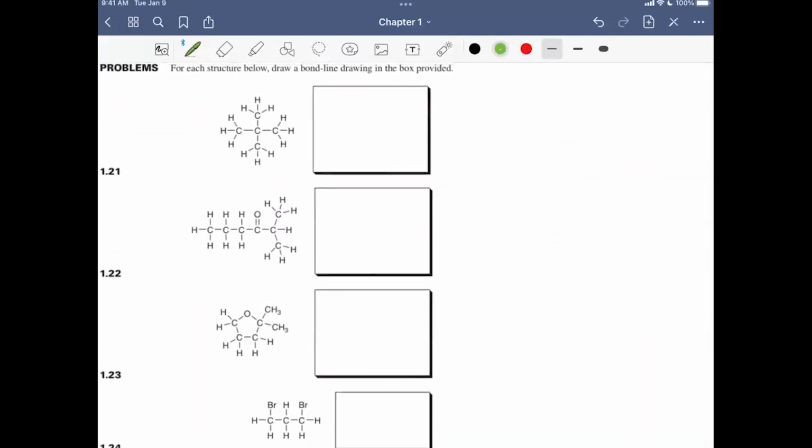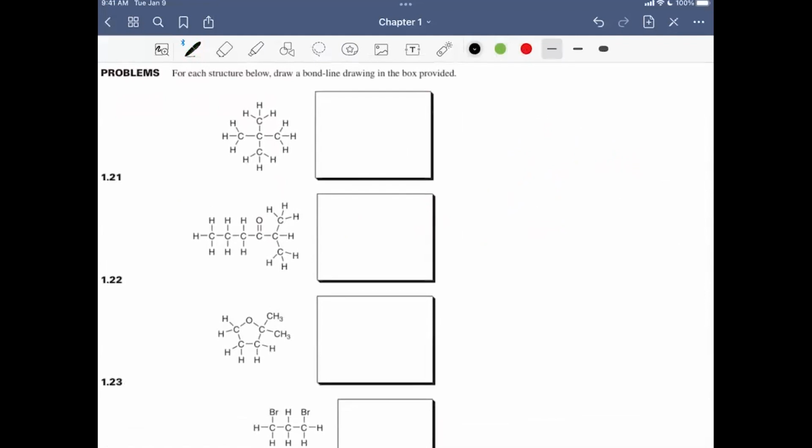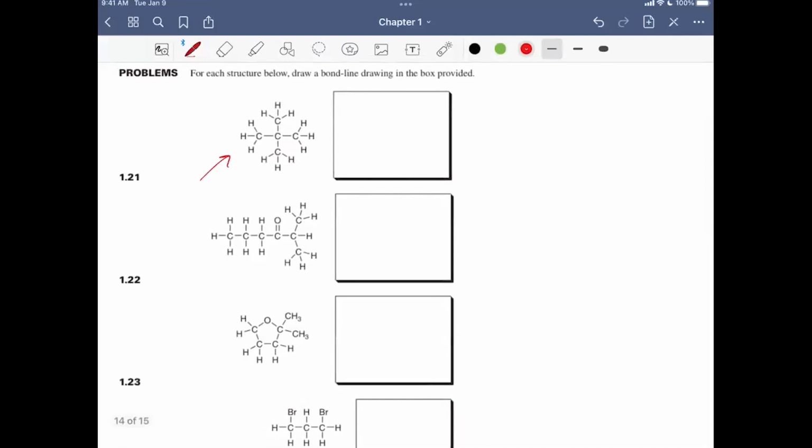Last one here is converting between Lewis structures to bond line structures, which is really important in organic chemistry, to go from these Lewis structures to thinking about zigzag format and double bonds, triple bonds, and just lines and bond lines. So for this first one, it kind of looks like a tree. This is like the roots of the tree. This is kind of the branches. So let's go to a bond line structure.